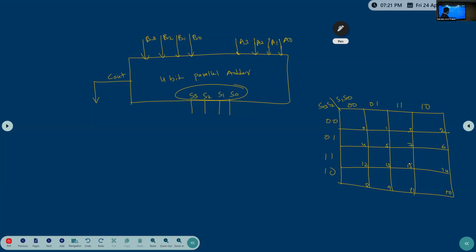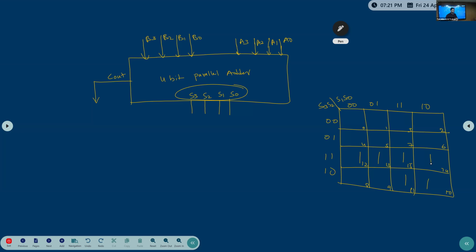So now, how many numbers can't we represent? From 10 onward we can't represent them, right? 10 we can't represent, 11, 12, 13, 14, 15 we can't represent. These are the numbers we can't represent, so now I need to map these numbers.